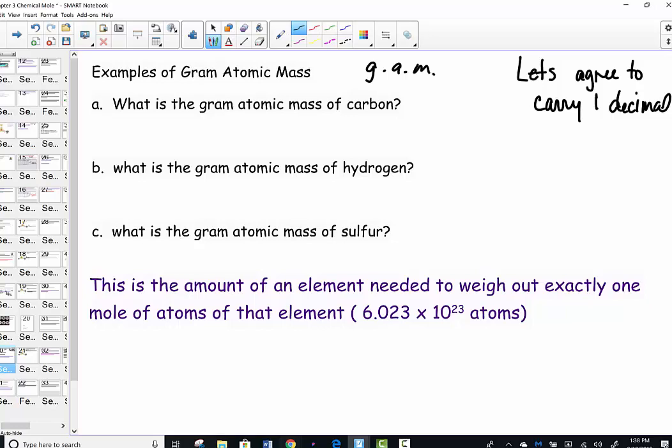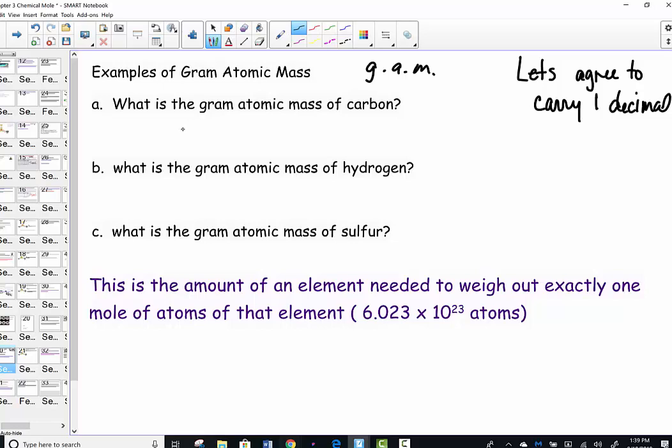Let's agree to carry 1 decimal from the periodic table. So if we're wondering how many decimals to grab, each periodic table is just a little bit different. Some have many decimals, some have 1 or 2. Let's agree to carry 1 decimal when reporting any molar mass.